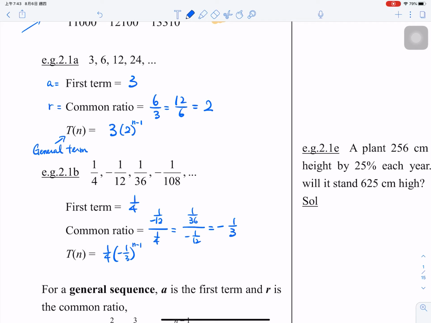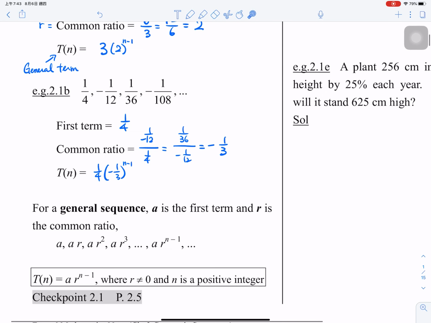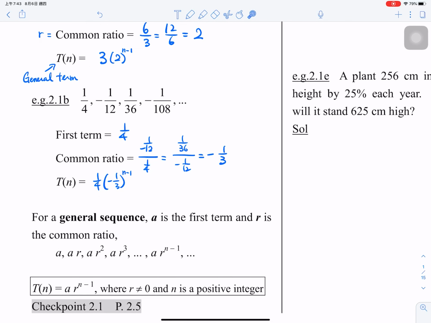Do you know why we get this one? Have a look. For a general sequence, a is the first term and r is the common ratio. You get a, second term a times r, third term a times r squared, a times r cubed for the fourth term. This one is the fourth one, this one is the third one, so this is the nth term: a times r to the power n minus 1.